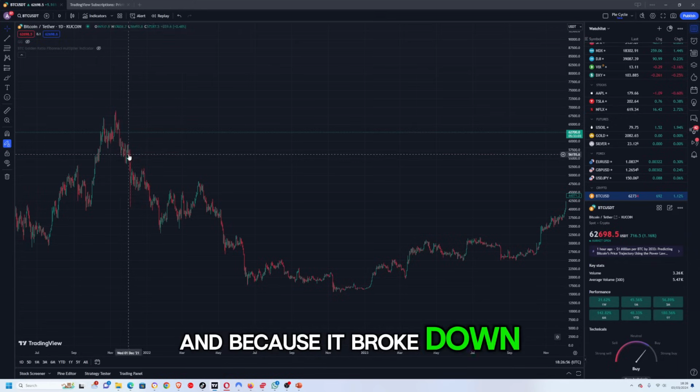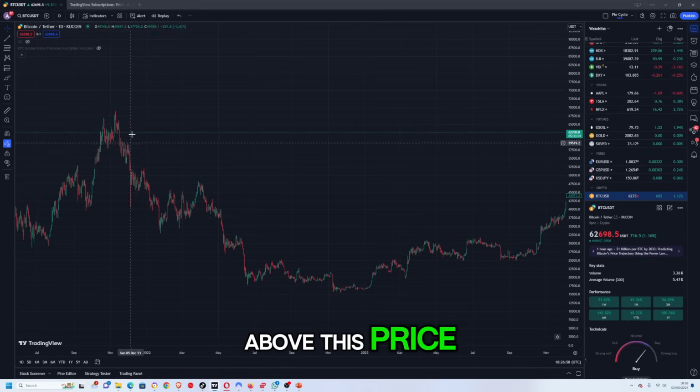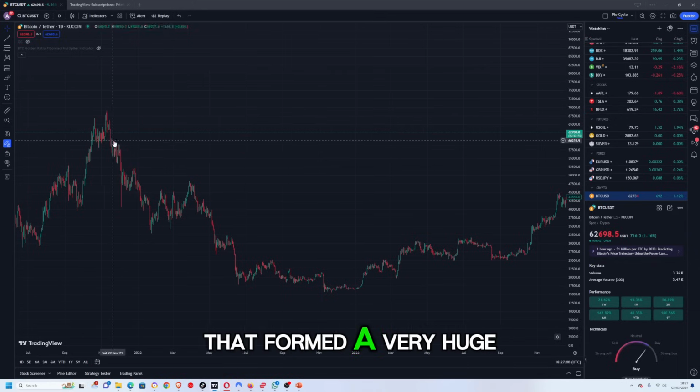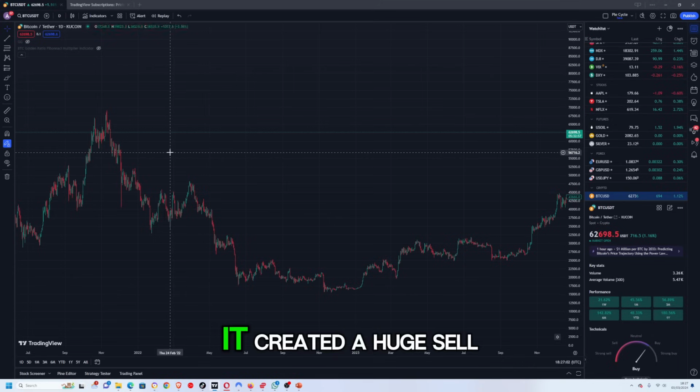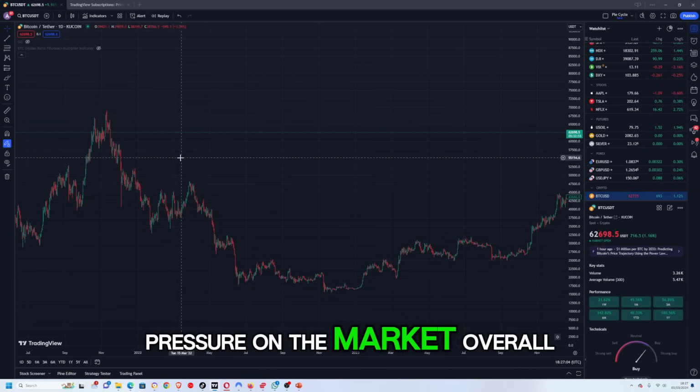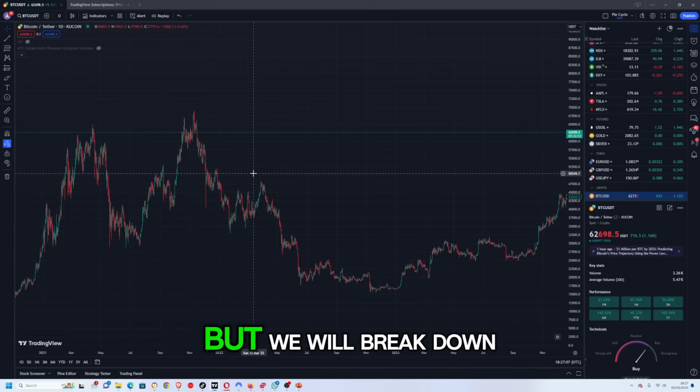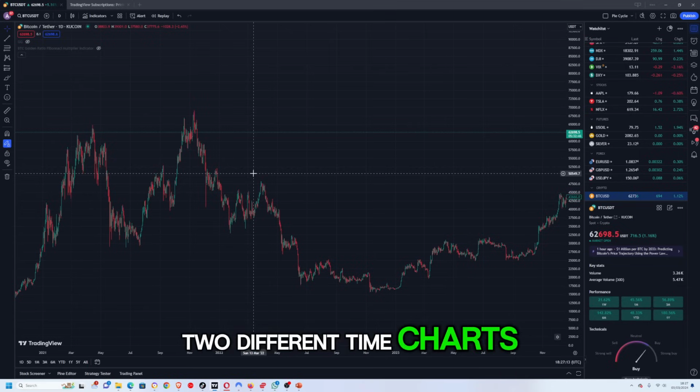And because it broke down and then it never reached above this price, that formed a very huge sell. It created a huge sell pressure on the market overall. But we will break down onto different time charts. So like the 4 hour, the 1 hour, the 15 minute.